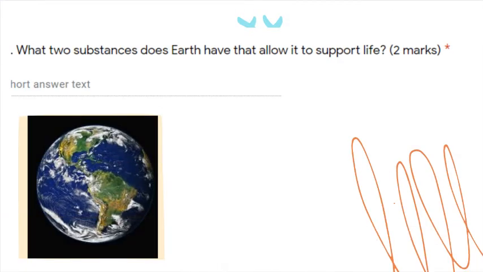What 2 substances does Earth have that allow it to support life? The answers are water and air. But since not only us living things are in the Earth, do not just mention oxygen for describing air.